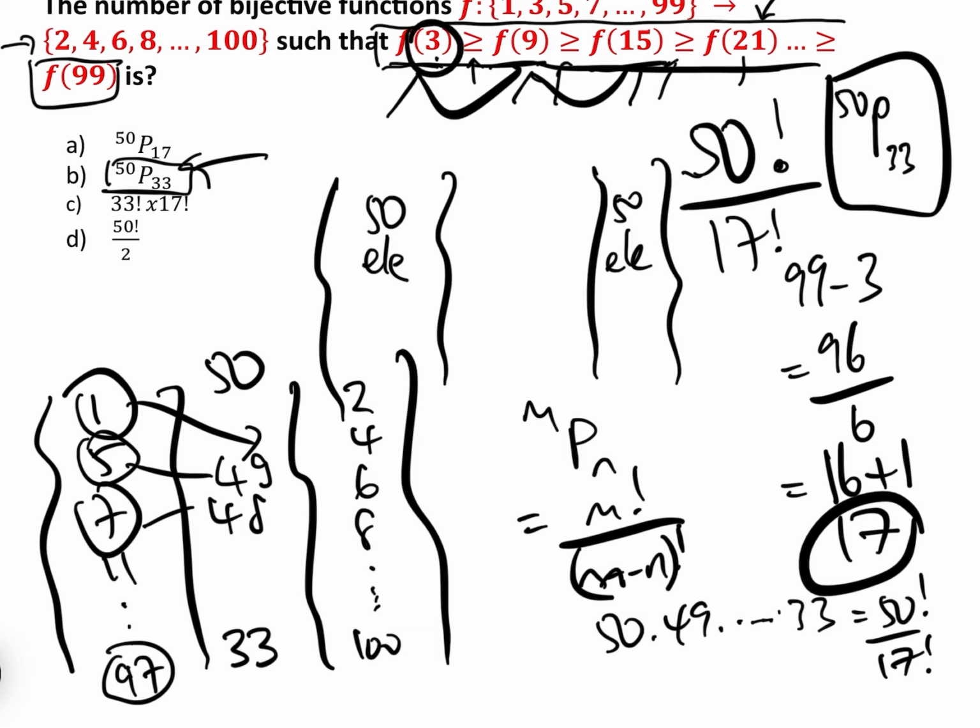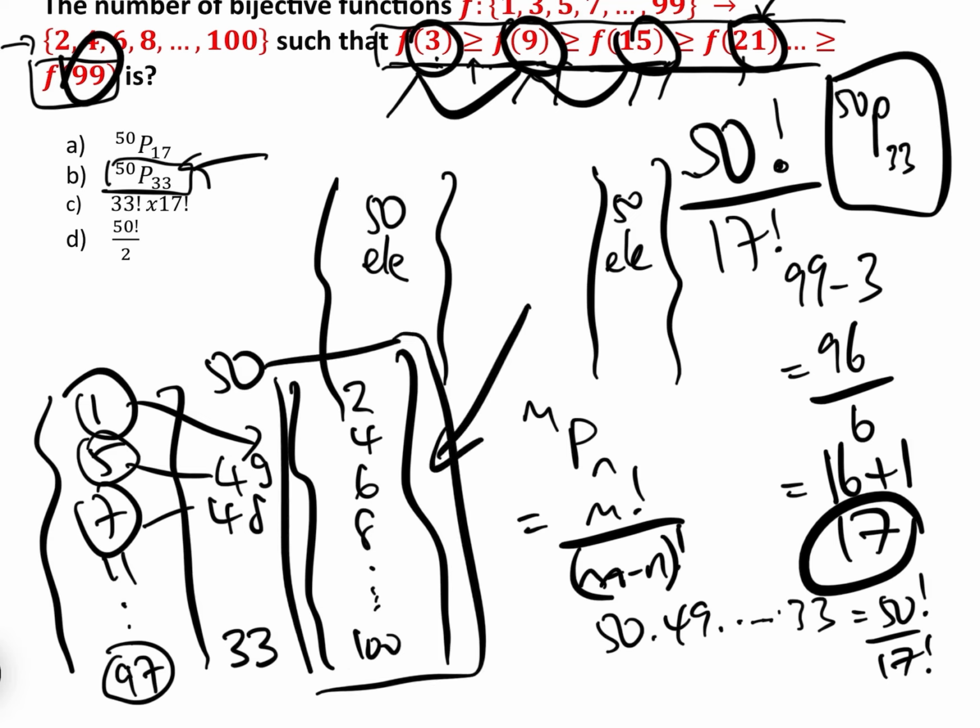And then when we look at 3, 9, 15, 21 and 99, etc., they will fill the other 17 which are left here, regardless of what the 17 are, and they have to fill them in the only order that they can, which is that 3 must map to the biggest, 9 must map to the second biggest, 15 must map to the third biggest, and there's only one way to do that. So the total number of bijective functions is still, again, 50 factorial over 17 factorial, which is 50P33. Depends how you want to look at it.